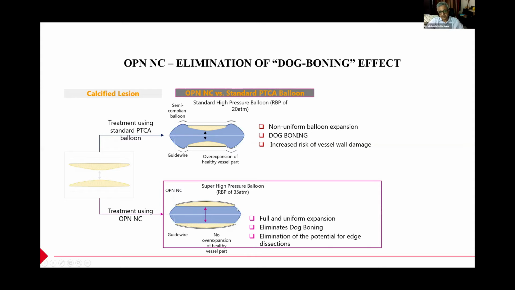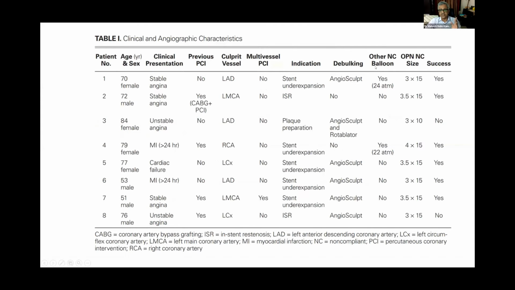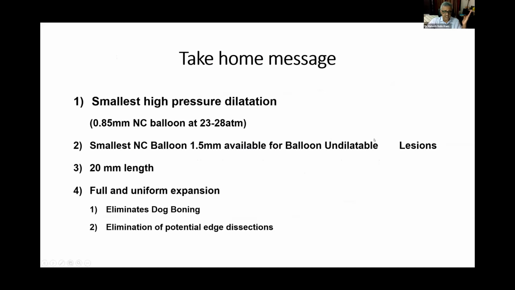get dilated. A super high pressure balloon, on the other hand, has full uniform expansion, eliminates dog boning, and eliminates potential for edge dissections. Hence, it is going to be extremely useful in very tight lesions. So these are a few trials which are shown, and in various studies, including some where AngioSculpt and Rotablator had not succeeded, OPN NC has been successful.